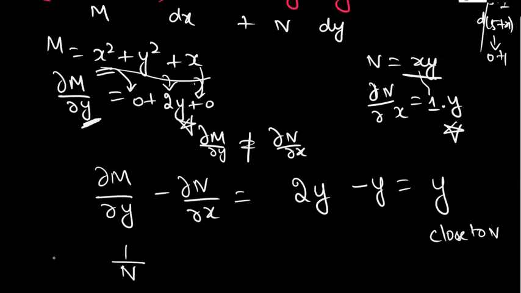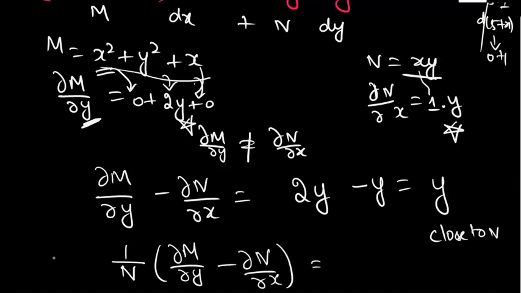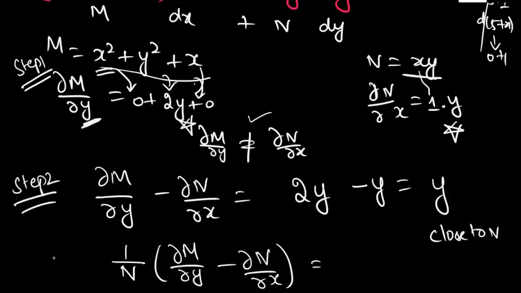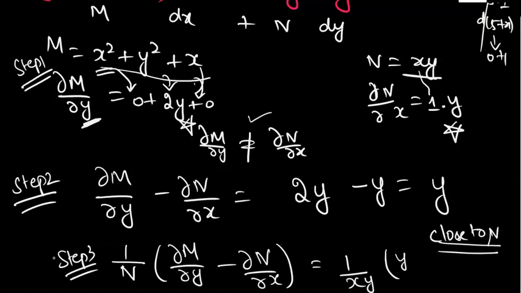So what will we compute? 1 by n into del m by del y minus del n by del x. So your step 1 is checking whether this is equal or not equal. Once it becomes not equal, your step 2 is checking their difference and whether it's close to m or n. And your step 3 is, if it is close to n, I will divide it by n. If it is close to m, I will divide it by m. So 1 by n is 1 by xy into their difference, y. This answer we are writing. Correct? So this y and y will get cancelled, 1 by x. This is a pure function of x.